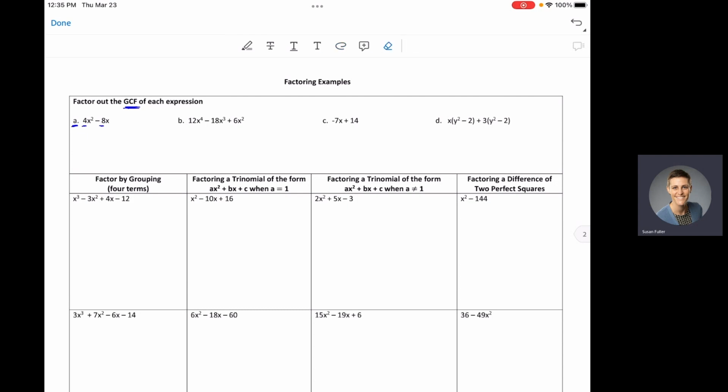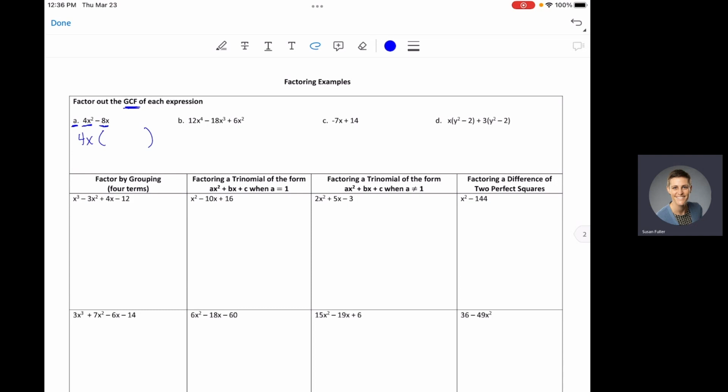And we'll also look at our variables, x squared and x. What's the largest variable there that has to divide out of both? That's going to be just an x. So an x squared does not divide x, but x does divide x squared. So that's going to be the biggest one we can do. So you're going to put your greatest common factor outside and start your parentheses.